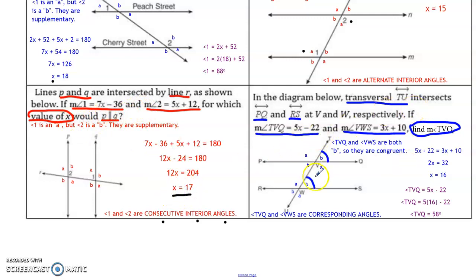It asks for a value of x, so once we find x, we are done for that problem. Here's another transversal. We use our ABBA method to find out that this angle and this angle, which is TVQ and VWS, are both B's, so they are congruent. If they're congruent, they're equal to each other, so we set up and solve: x is equal to 16. It asks us to find the measure of angle TVQ, which means I substitute and solve.